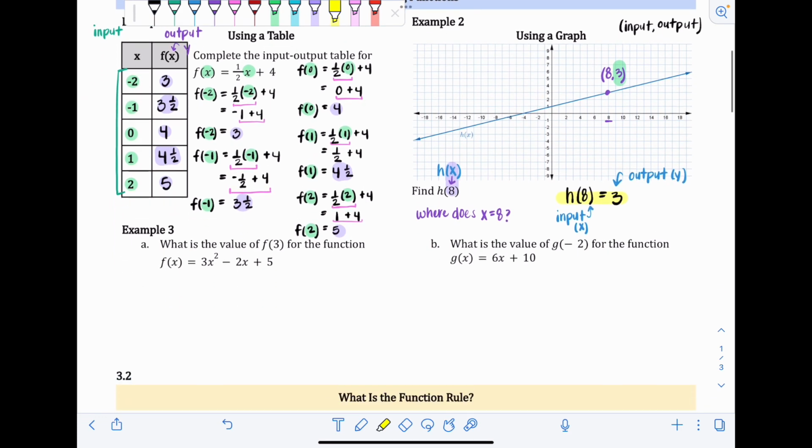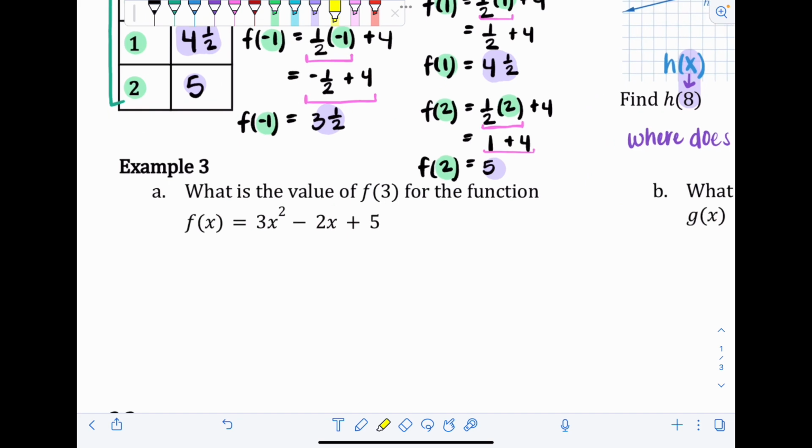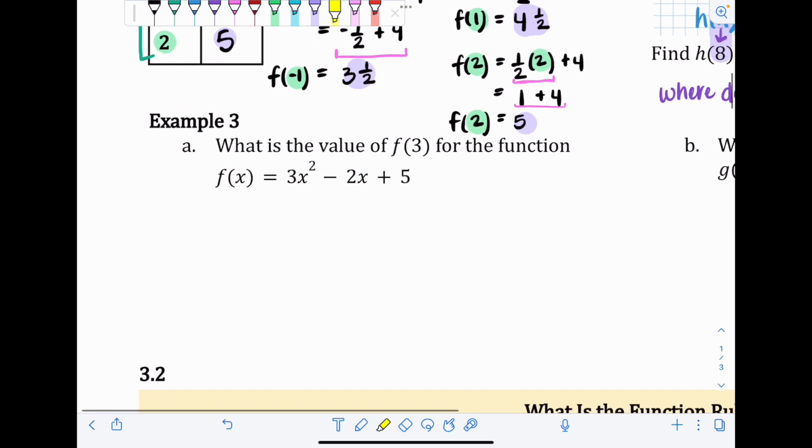Okay, so example 3. 3a is what is the value of f of 3 for the function f of x equals 3x squared minus 2x plus 5. So we did something really similar to this with the first example with the table. We just don't have to do an entire table this time. We just get to put in our one x value is all.